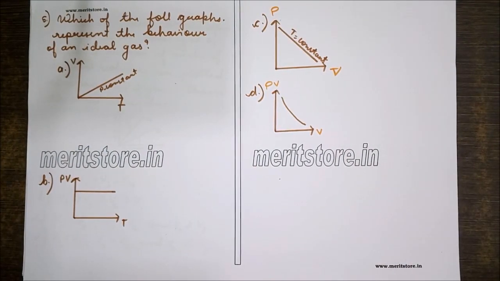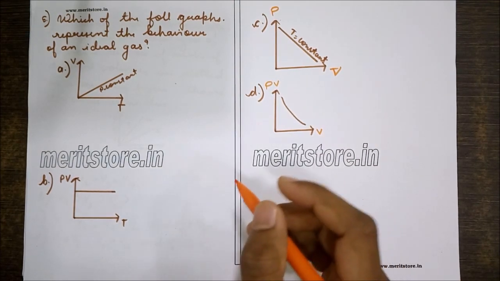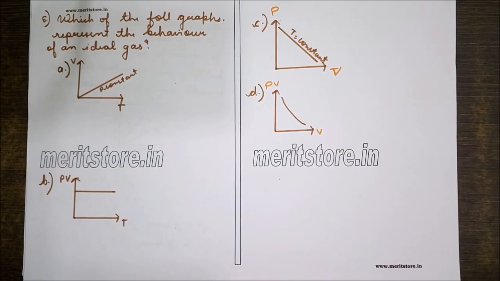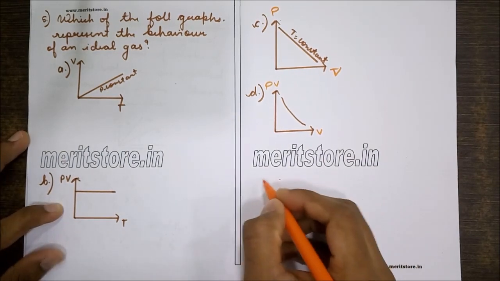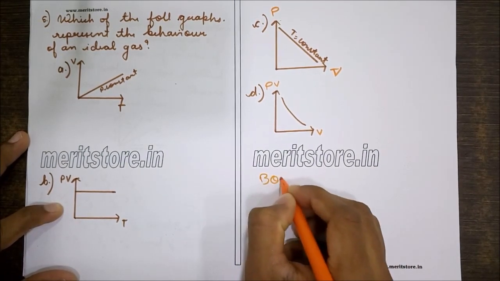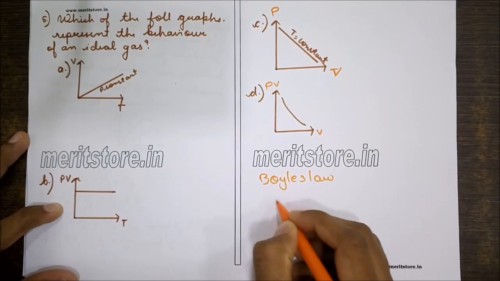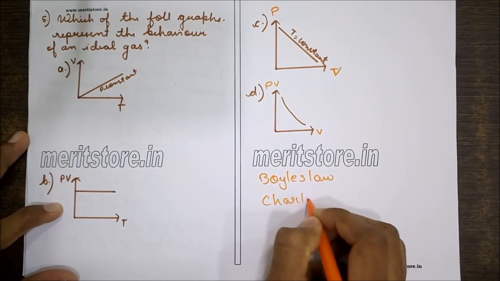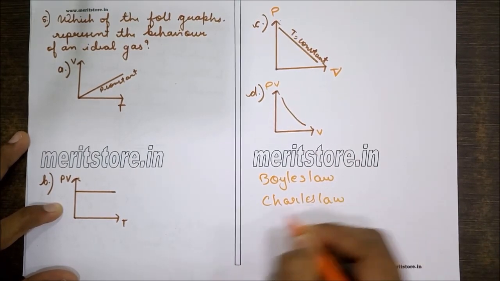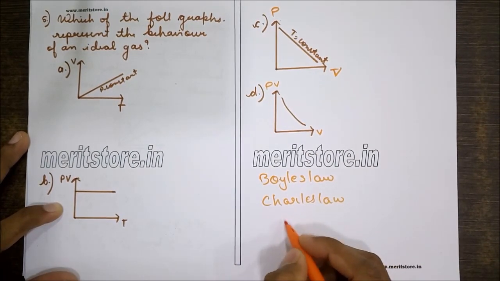Which of the following graphs represents the behavior of an ideal gas? Here they are given 4 graphs. Now, in order to solve this, let us look at the 3 laws, that is Boyle's law, Charles' law, and Gay-Lussac's law.